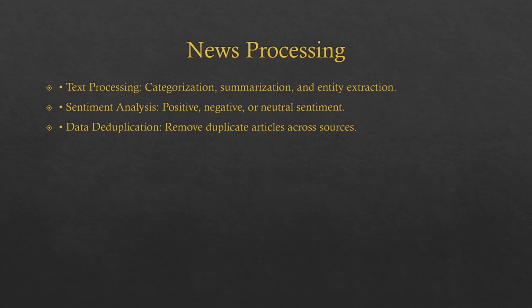Once we have ingested the data, we move to news processing. This involves categorizing news articles, performing text processing for summarization, and entity extraction to identify key topics and names. Additionally, sentiment analysis can be applied to determine if an article has a positive, negative, or neutral tone. Data deduplication ensures that duplicate articles are removed, providing a cleaner user experience.